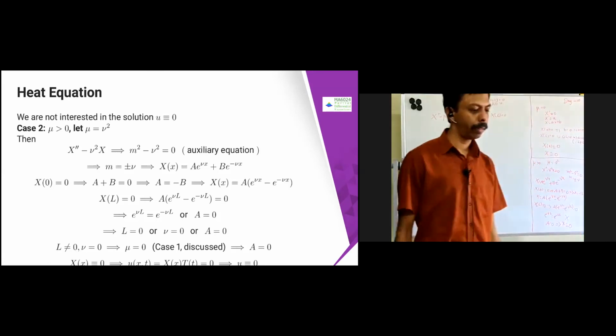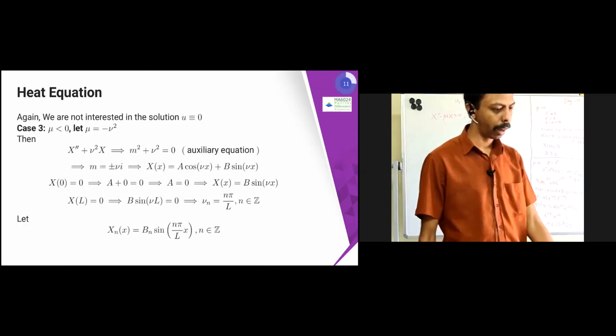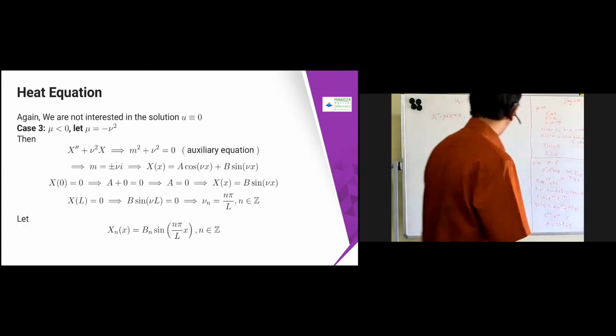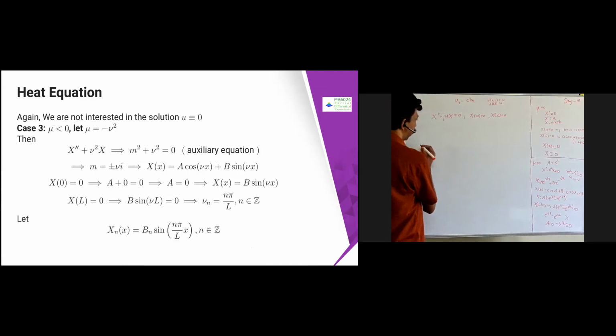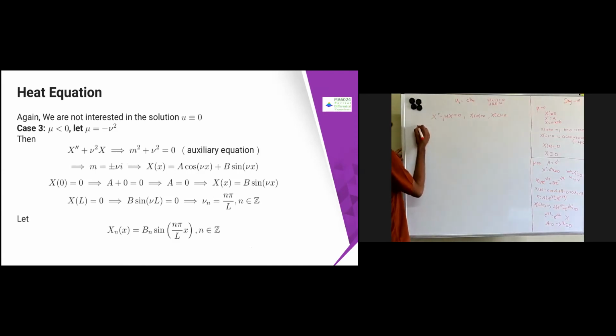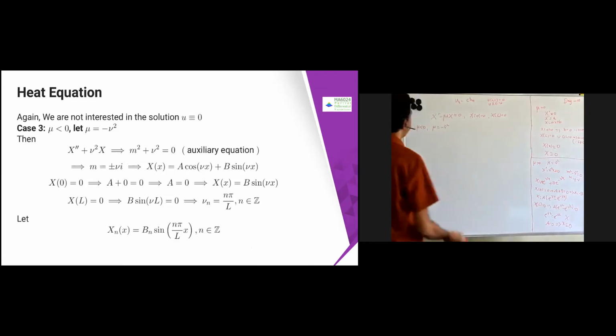So then we will go for another case. We are just left with only one now. Case 3 is that we have mu less than 0. If mu is less than 0, I can write mu equal to something like minus mu square. This is case 1, case 2, case 3.